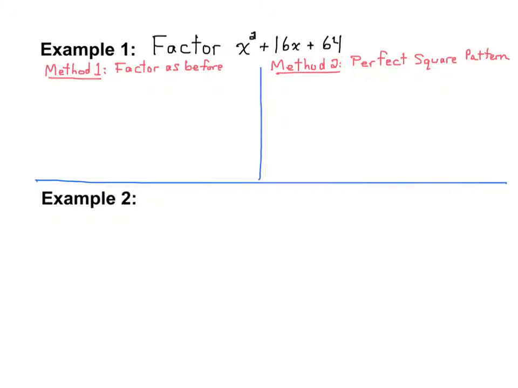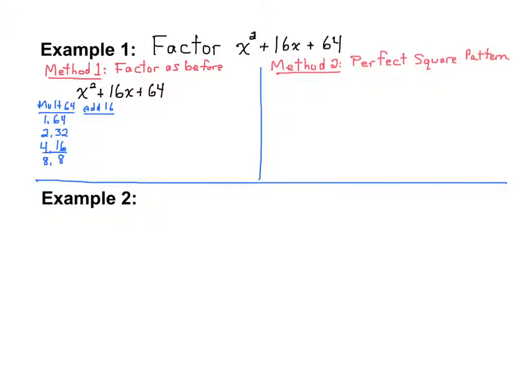Okay, so let's look at some examples that can meet the perfect square trinomial pattern. In example 1, we want to factor x squared plus 16x plus 64. There's a couple methods you can use. Method 1 is just to factor as you did before, using what you learned in lesson 3. So, in our trinomial, we want to find two numbers that multiply to 64 and add to 16. Here, I have listed a whole bunch of sets of factors of 64, and we want to see which set will add up to 16.